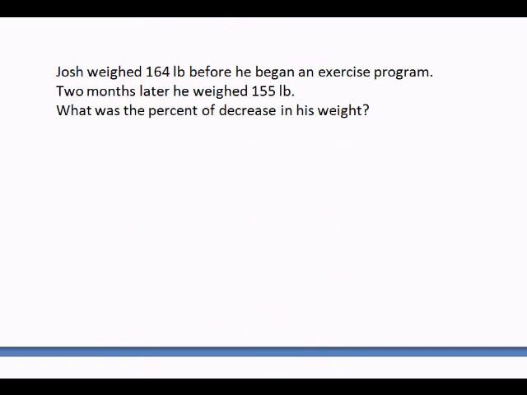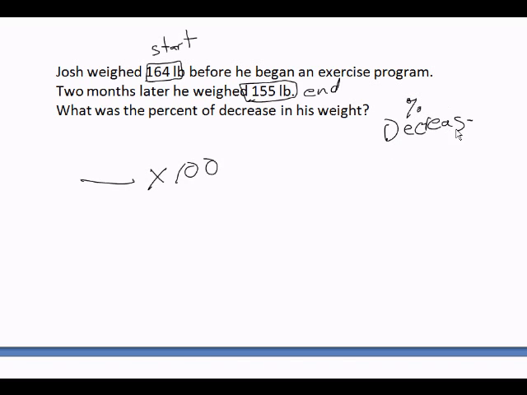One more problem. Remember, we're going to have a fraction times 100. The top is the part, and the bottom is the whole. Josh weighed 164 pounds. This is the starting weight. 2 months later, he weighed 155. This is the ending weight. What was the percent of the decrease in weight? So the question is, what is the percent decrease? So how much did he decrease? Well, let's do the math. 164 minus 155 looks like the answer is 9 pounds.